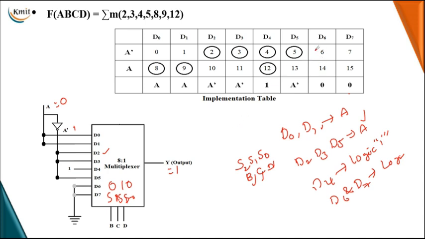Now we will verify D6. Here the D6 data input is connected to logical 0. Now on these input variables, let me apply 0 on A, and B, C, D are 1, 1, 0. Since B, C, D are 1, 1, 0, D6 is transferred to the output of the 8:1. As D6 is connected to ground, the output Y becomes logical 0. So like this, the given function is implemented using 16:1 or 8:1 multiplexers.